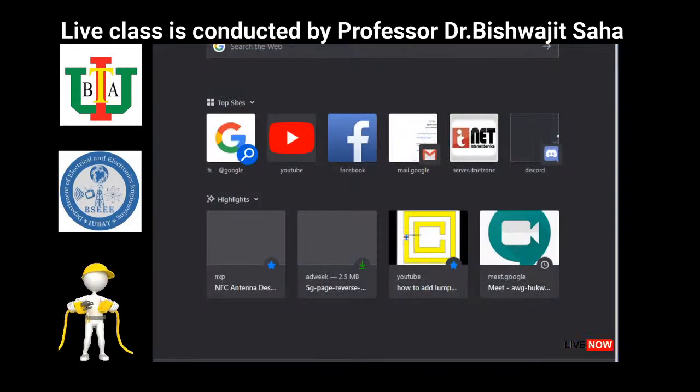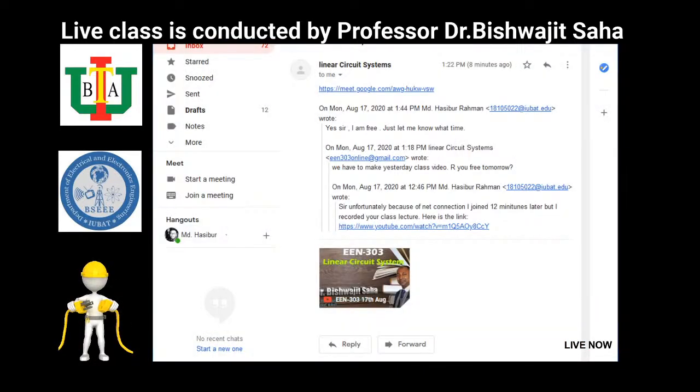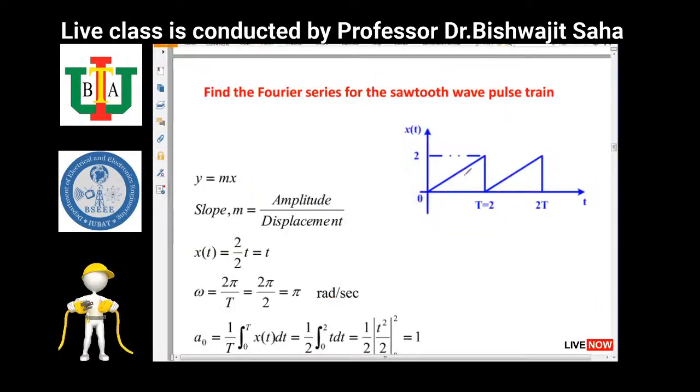So for that, we need to know the x-axis and y-axis. You can see the x-axis is time and the y-axis is x of t. So we need to know what is the function of this signal and what is the limit of this signal. As you know, this will be one cycle period. So here 0 to T is one cycle. T equals 2, so 0 to 2 is the limit of this signal.